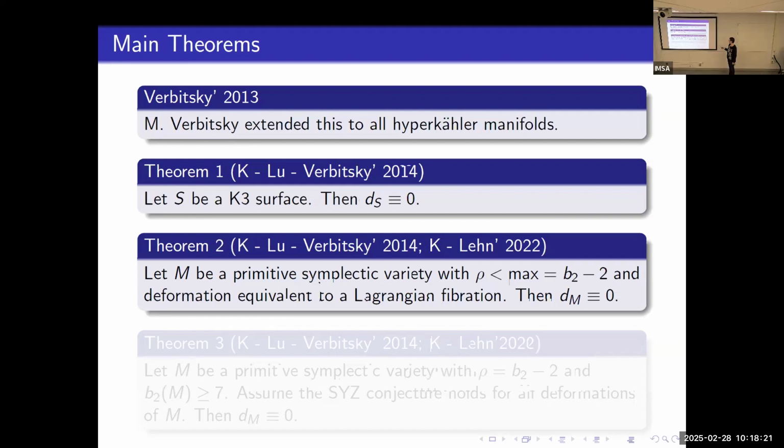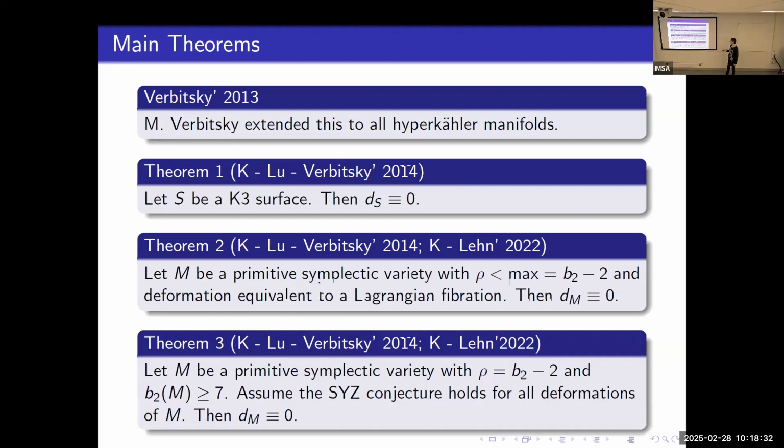So this takes care of the Picard rank case, which is less than maximal, because here we can use ergodic methods. So then what happens if the Picard rank is maximal? Well, you have to make some extra assumptions. You have to first assume that the second Betti number is greater or equal than 7, and that the SYZ conjecture holds for all the deformations of N. Then you also have vanishing of the Kobayashi pseudometric.